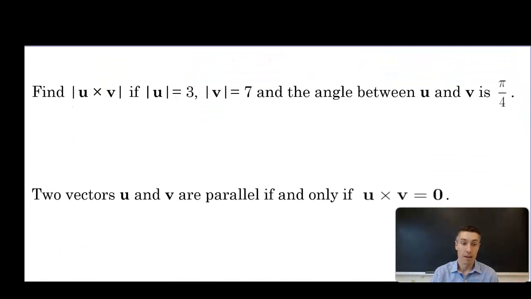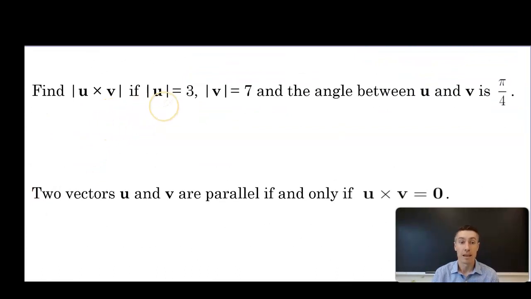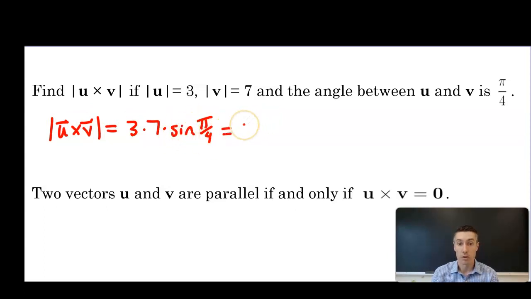So, find the magnitude of u cross v if the magnitude of u equals 3, the magnitude of v equals 7, and the angle between u and v is pi over 4. They give us all of the necessary information. So the magnitude of u cross v is 3 times 7 times the sine of pi over 4. That's going to be 21 times the square root of 2 over 2, which if we want to write this as one term, is 21 square root of 2 over 2.